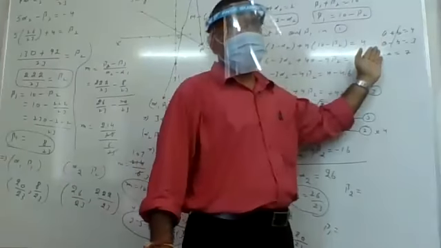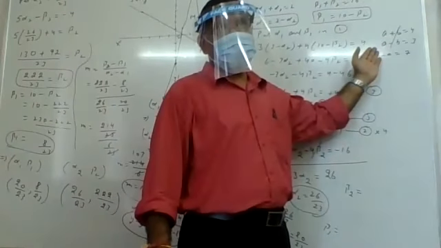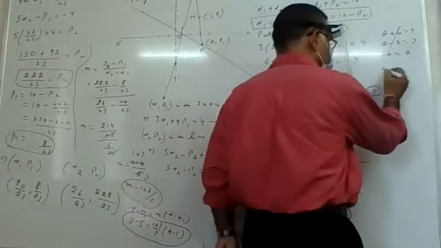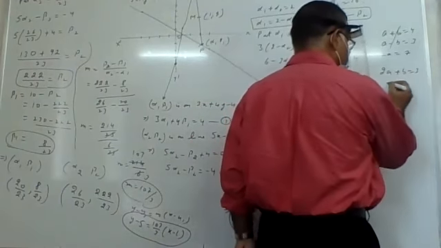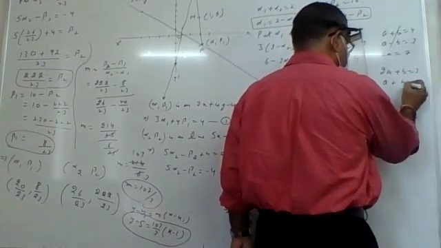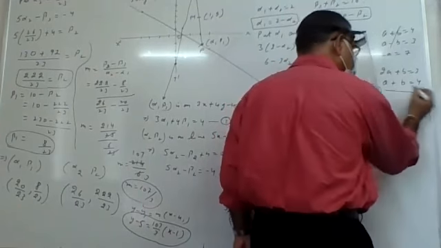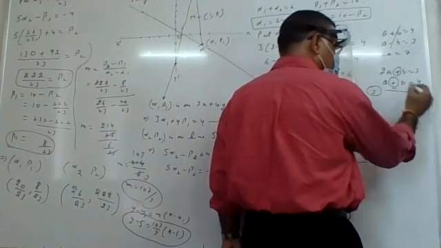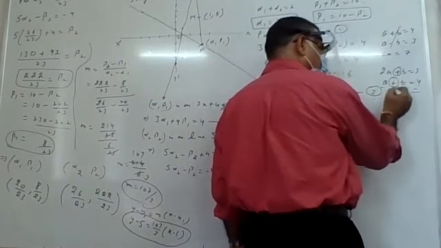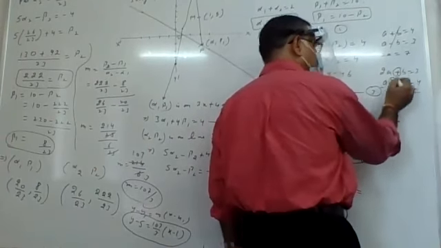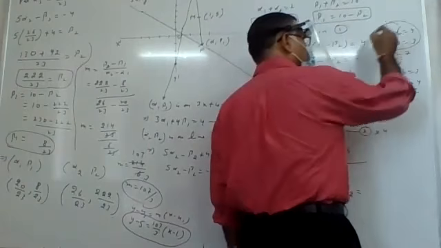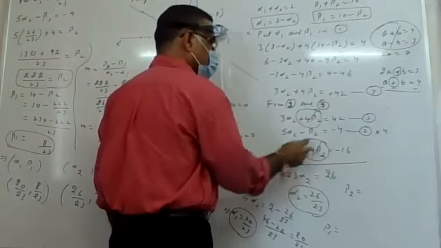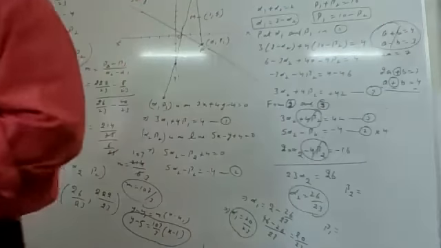Why do we subtract? We subtract when the signs are the same. For example, 2a plus b is equal to 3 and a plus b is equal to 4. Now I will subtract because the signs are the same. When I subtract, the signs will become opposite. But here the signs are already opposite. See. So why would I subtract? I will add.